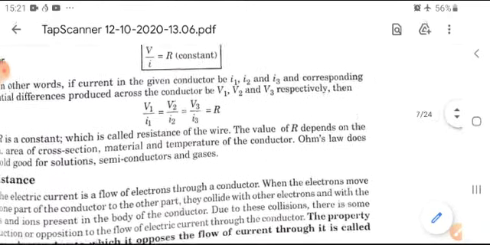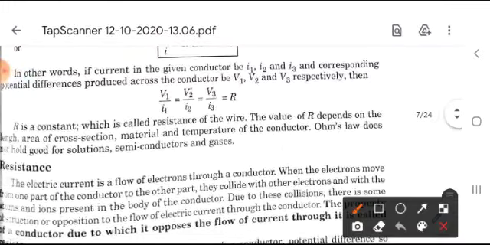Ohm's law is not a universal law. Ohm's law holds for solutions, semiconductors, gases and conductors.